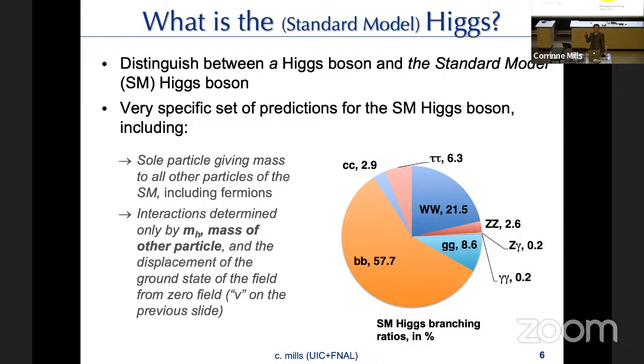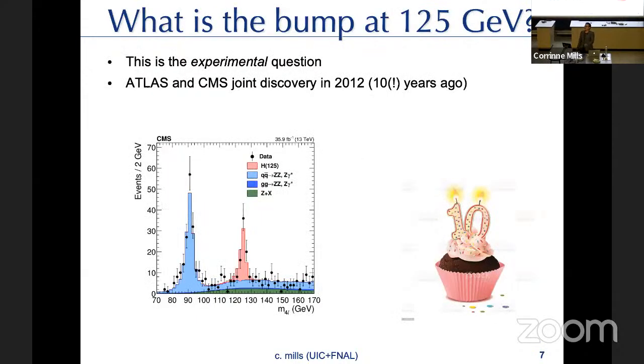This is part of a specific set of predictions. Then finally, a third distinct question from what is the standard model Higgs boson is: what is the boson at 125 GeV? It is now shockingly 10 years ago that we had the discovery in 2012 of a Higgs boson. This is an experimental question. This is at 13 TeV, so it postdates the discovery, although it's a little bit older. And I want to use this to introduce briefly the visual language of particle experiments.